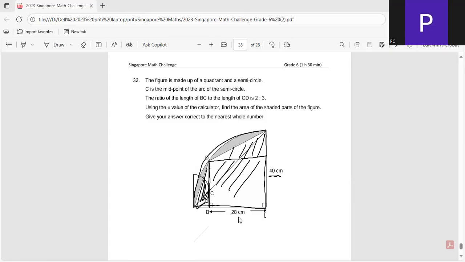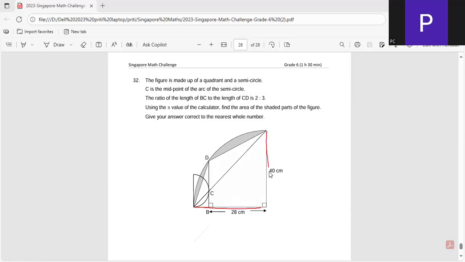So let's just start. Now, this and this are the same radius of the circle. So if this is 40, this whole thing is also 40. So this becomes 12, which is 40 minus 28, right? Now, they are also saying that this is the midpoint of the arc of the semicircle. So this is the midpoint. So that means this becomes the center. So if this is 12, and this is the radius, this will also be 12, and this will also be 12.